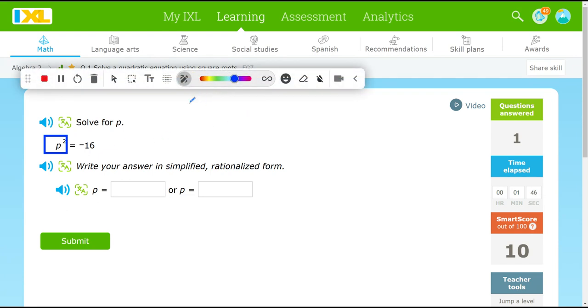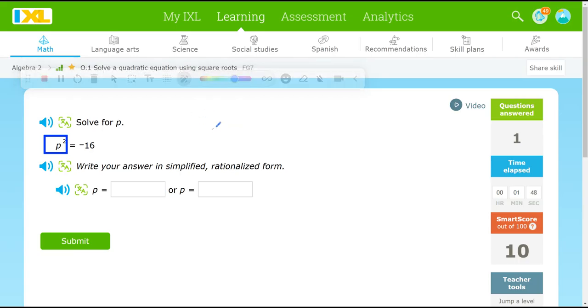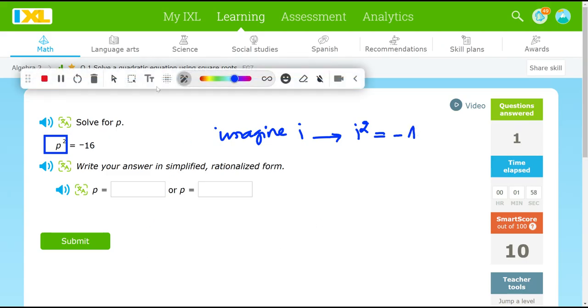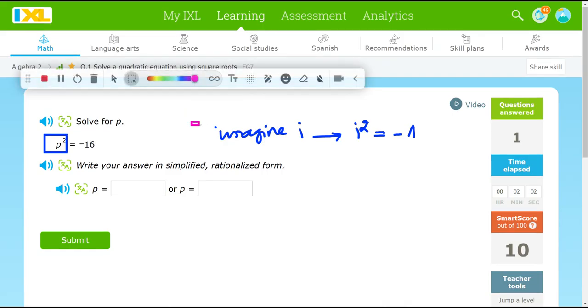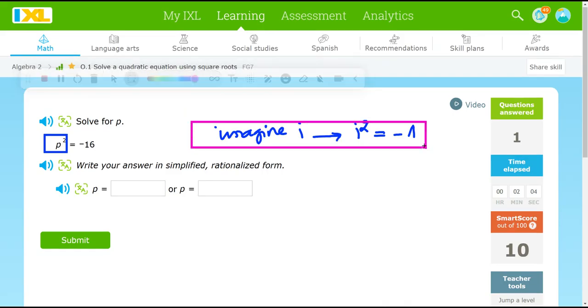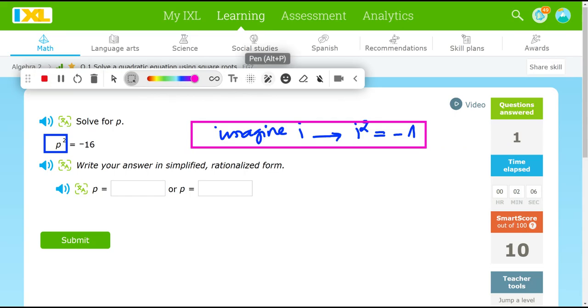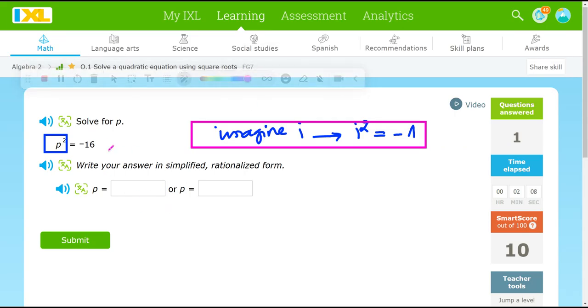But we have an imaginary number i, where i squared equals negative 1. So you apply this. I put this in the box. Here is your lesson. Now I can rewrite over here: instead of negative 16, I put 16 times negative 1.